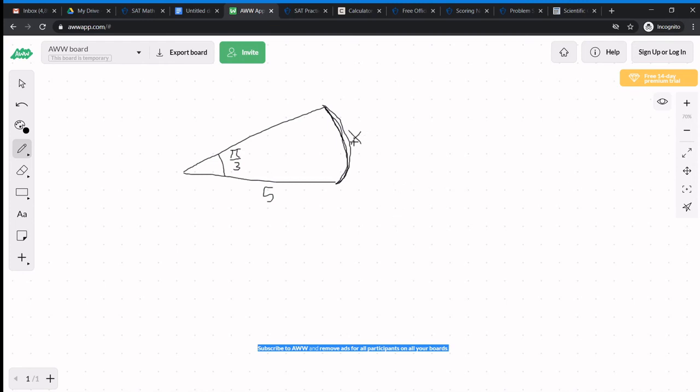The formula to figure this x out is x equals r times theta, where r is the radius and theta is the angle. So all you have to do is plug in 5 and pi over 3. And your arc length is 5 pi over 3.